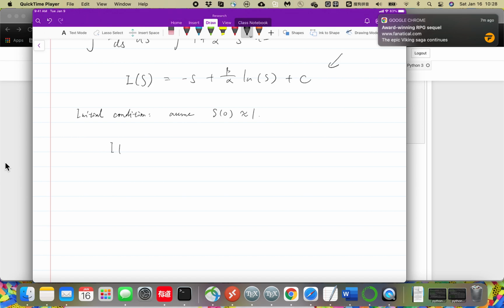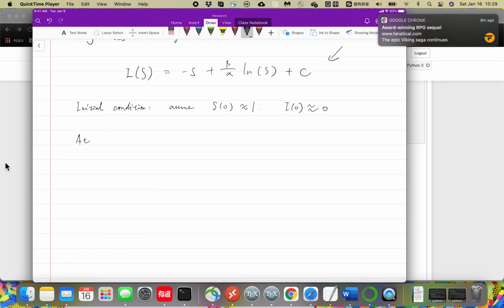So S0, that means I1. So let's see, at t0, I is almost equal to 0. At t0, I1 equals -1 plus beta over alpha ln 1 plus c, and c is going to be 0 because I1 equals 0 when s equals 1. Let's try to make sure it's clear.